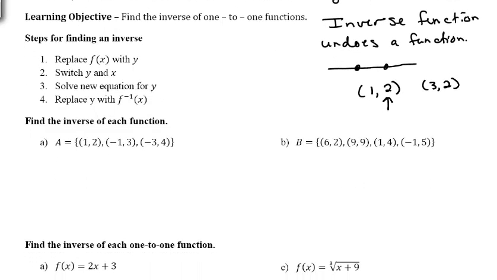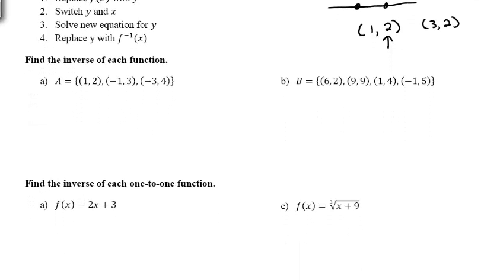So the steps for finding an inverse: the first thing that you're going to do is instead of writing the f of x that we use for a function, we're going to replace that with a y. And then you're going to swap out your x's and your y's. So wherever you have a y, you're going to write an x. Wherever you have an x, you're going to write a y. Then you're going to solve this new equation for y, and then whatever you get will be your inverse function. And so you're going to replace the y with f inverse of x.